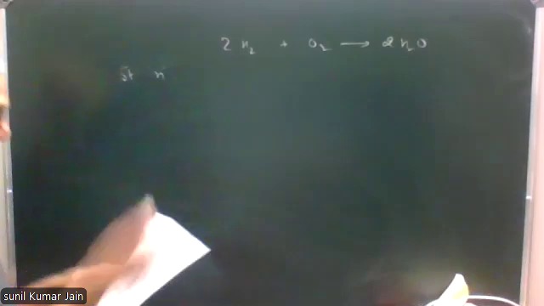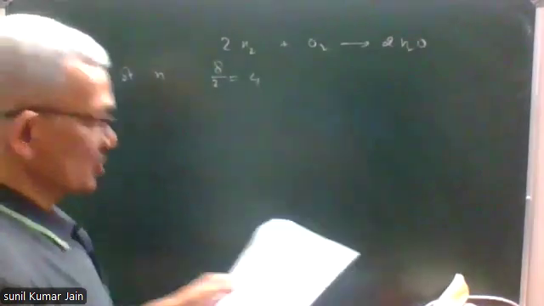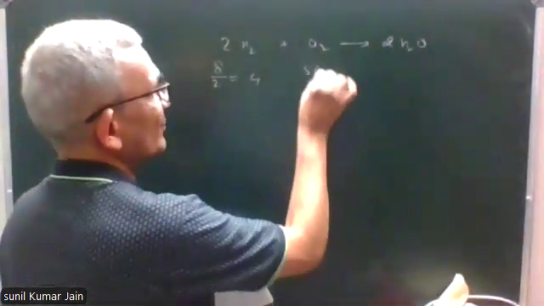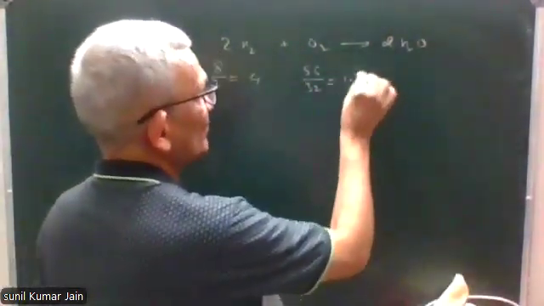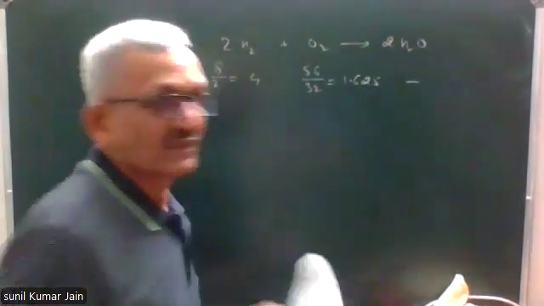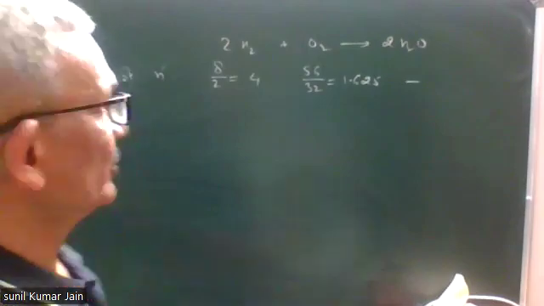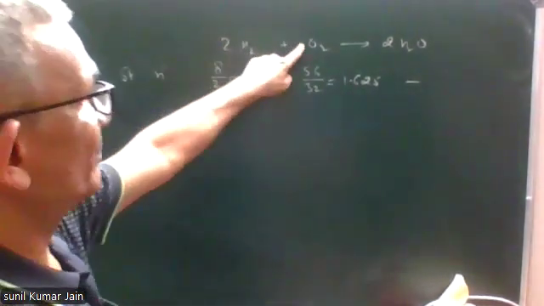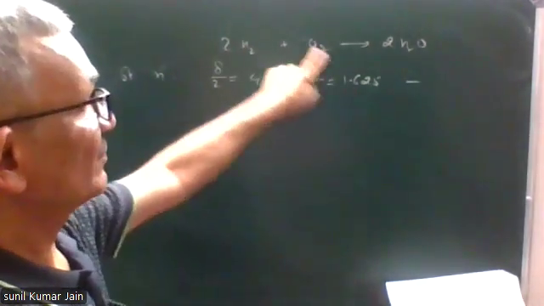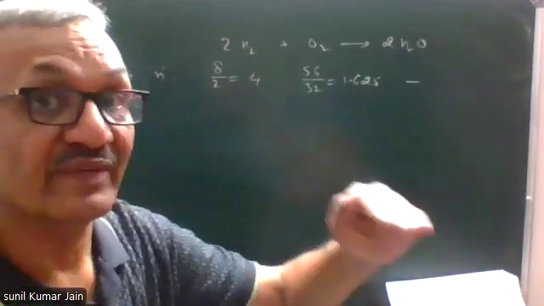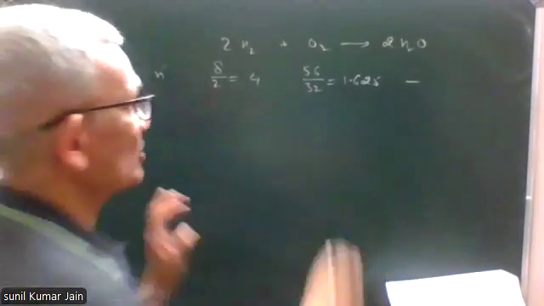Starting moles. 8 grams of hydrogen will be 8 divided by 2, 4 moles. 52 grams of oxygen, 52 divided by molecular weight, this will be 1.625 moles. These are starting moles. Now we have to decide the limiting reagent. If you remember, I told you number of moles divided by stoichiometry. This divided by 2 will be 2. This divided by 1 will be 1.625. So after dividing with stoichiometry, the lower number will give you the limiting reagent. So this is the limiting reagent.